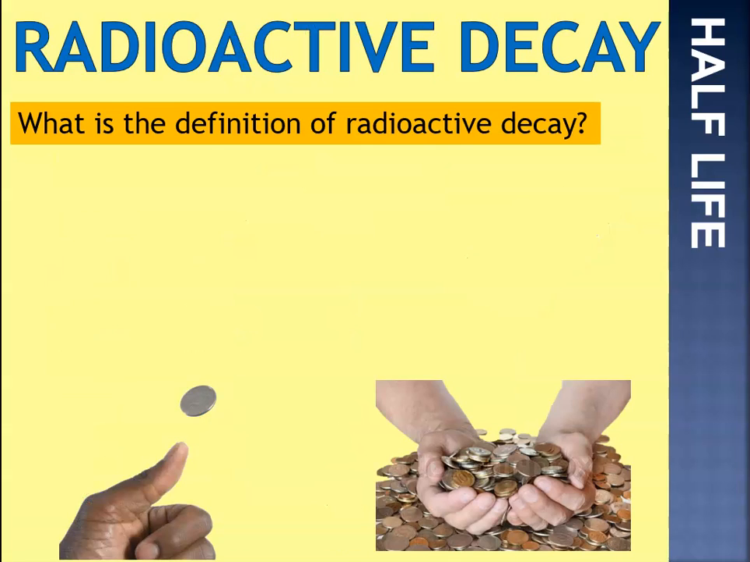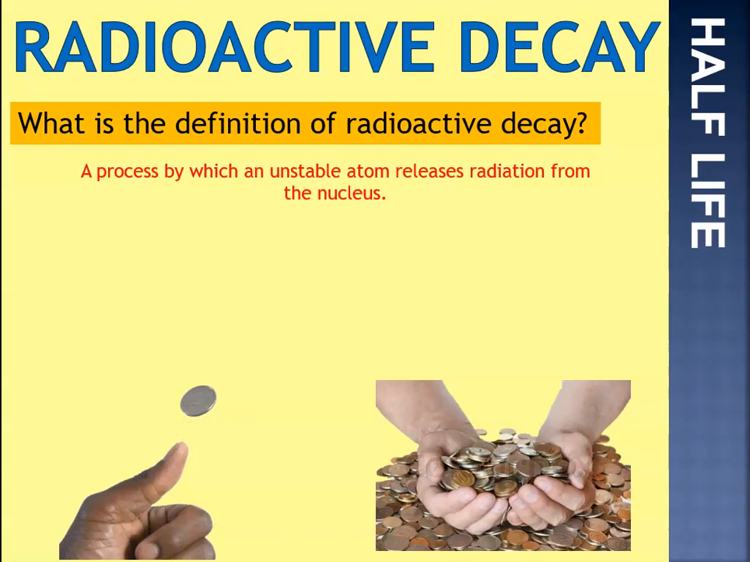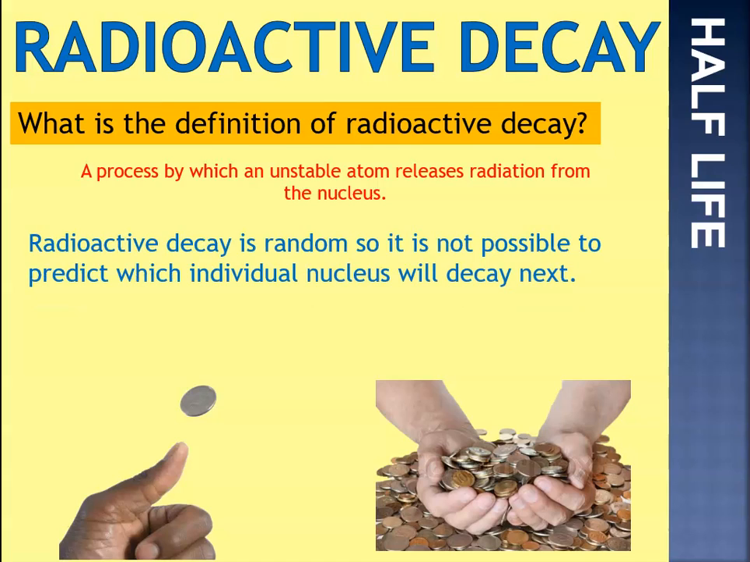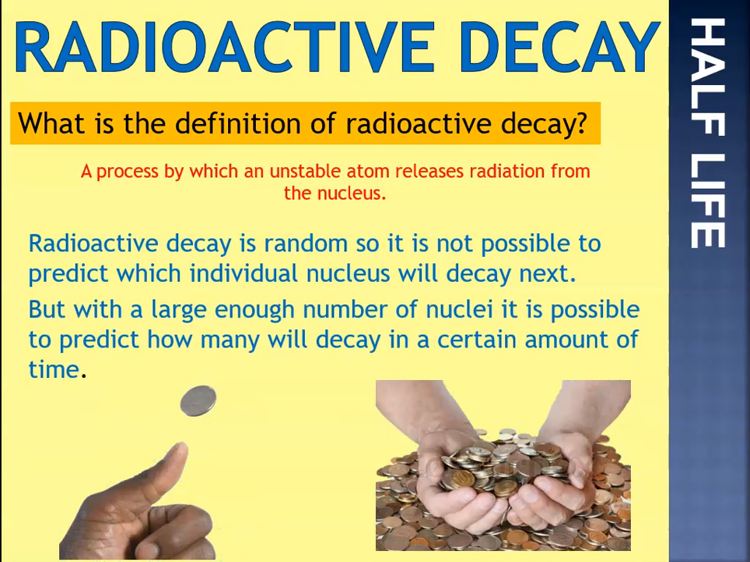Moving on then, radioactive decay. What is the definition of radioactive decay? Well, we define radioactive decay as the process by which an unstable atom would release radiation from the nucleus. So what's these pictures at the bottom about? The pictures at the bottom are an indication that radioactive decay is random. We do not know which nucleus is going to decay next. We cannot tell which one's going to decay, so we can't predict that.